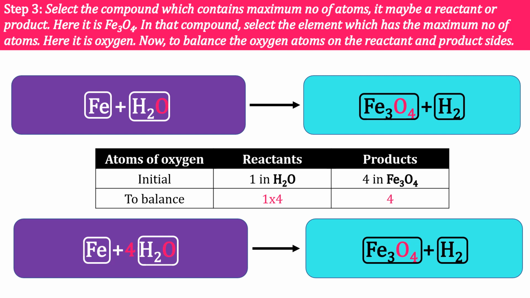Take a count of atoms of all elements. Iron has 1 atom on the reactant side and 3 atoms on the product side. Hydrogen has 8 atoms on the reactant side and 2 atoms on the product side. Oxygen has 4 atoms on both reactant and product side. Let's balance the iron and hydrogen atoms.